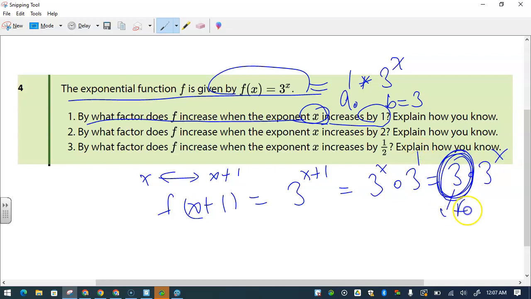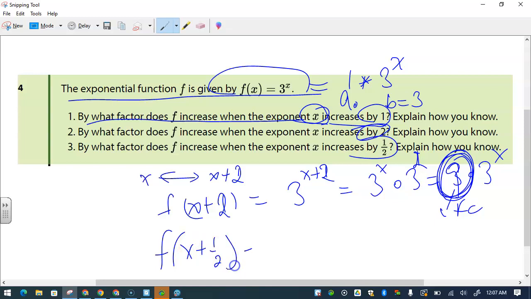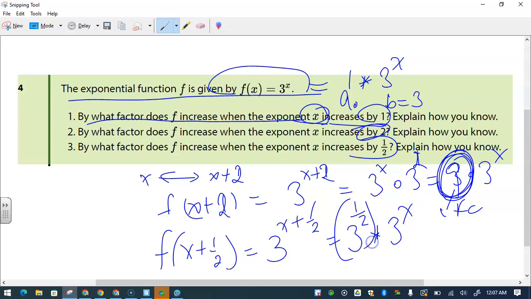But if this is 2, what's happening? You're putting 2 here, and the factor will be 3 squared, which is 9. So simple. And the next one is half. So you put f of x plus half. The goal is just to make sure everybody understands that this can be written as 3 raised to half times 3 raised to x. So the growth factor is 3 raised to half.